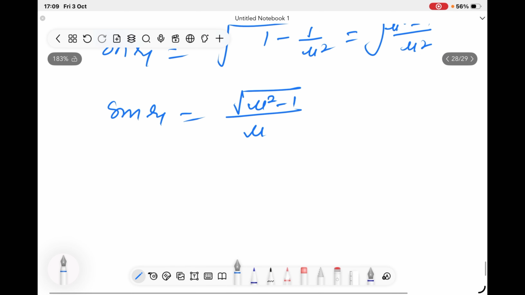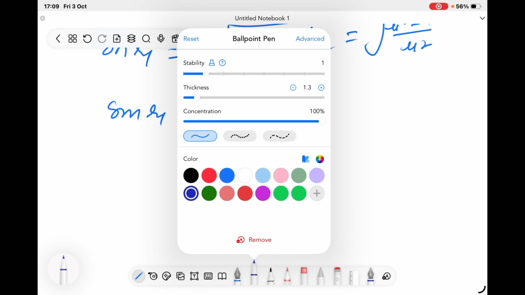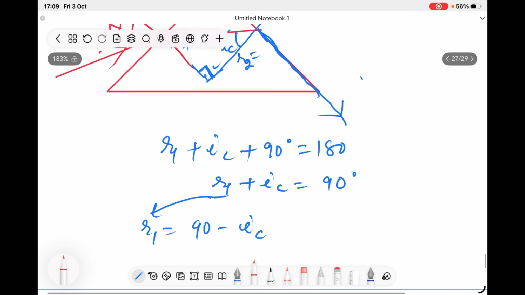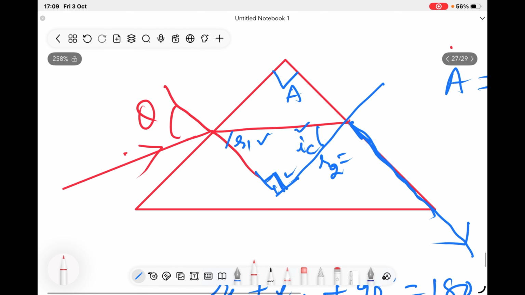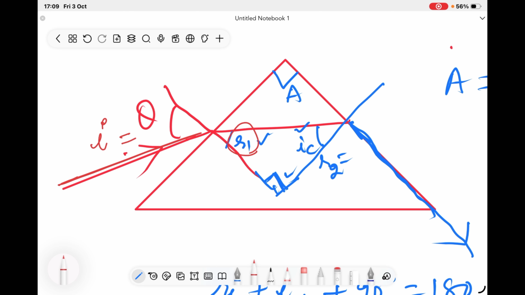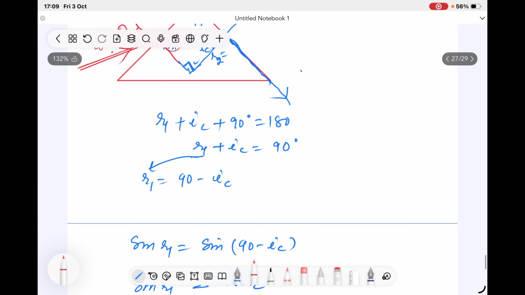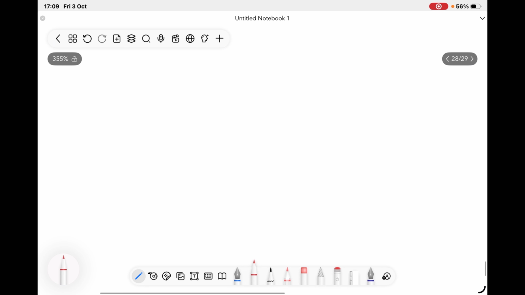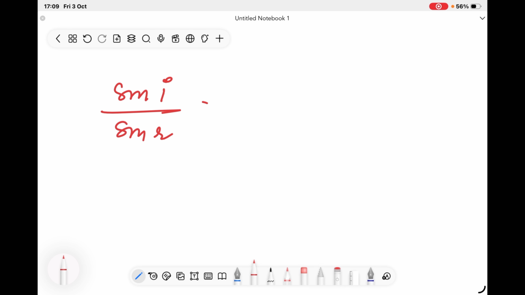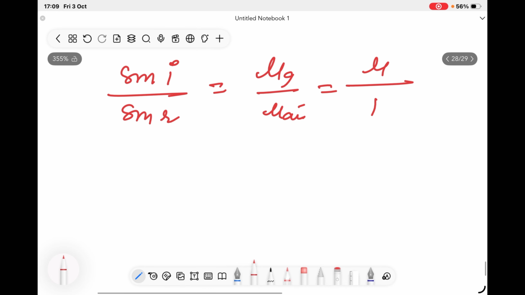Now I will use Snell's law at the entering face. So you can go to the prism. Here where it is entering, this is the angle of incidence and this is the angle of refraction. Using Snell's law, sin I by sin R equals mu. Where are you entering glass from? From air. Mu air is 1, mu glass is mu. Mu is to be calculated.